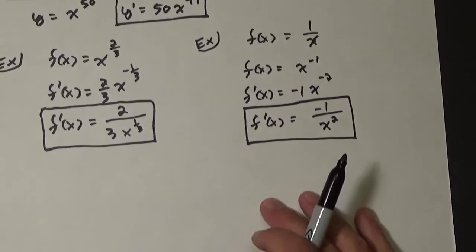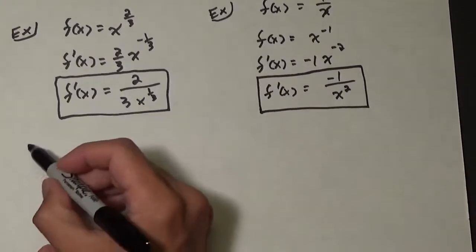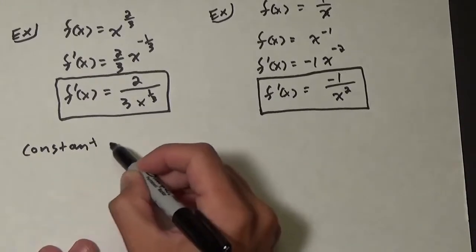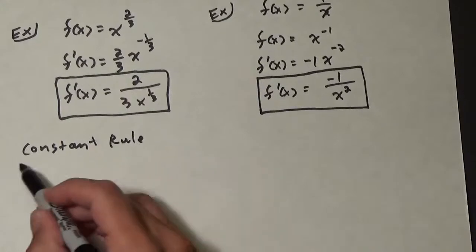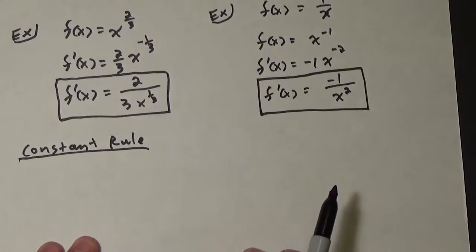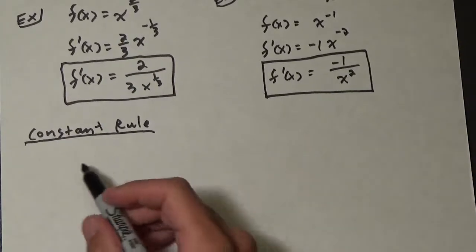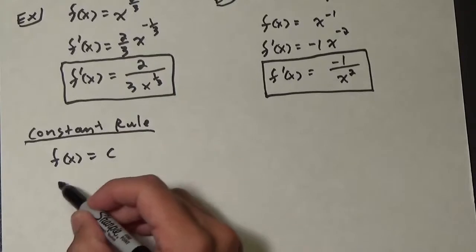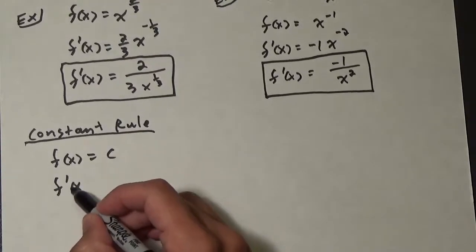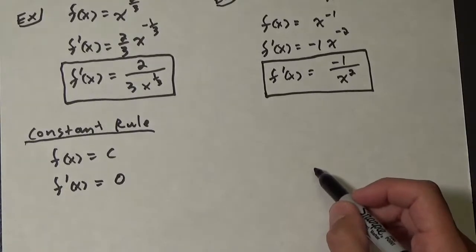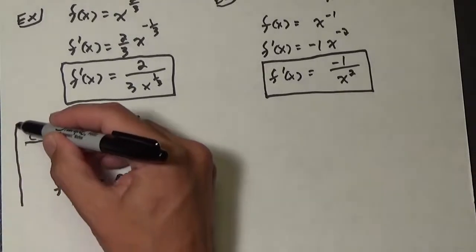Okay, let's look at a couple of other rules. One is the constant rule. Amazingly, this one actually trips up students a lot. I'm not sure why, but if you have a constant f of x equals c, then f prime of x equals 0. So that's the constant rule.